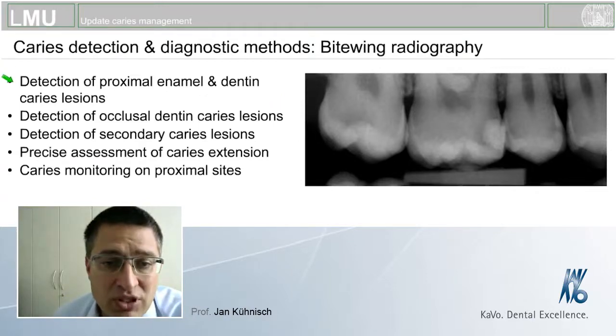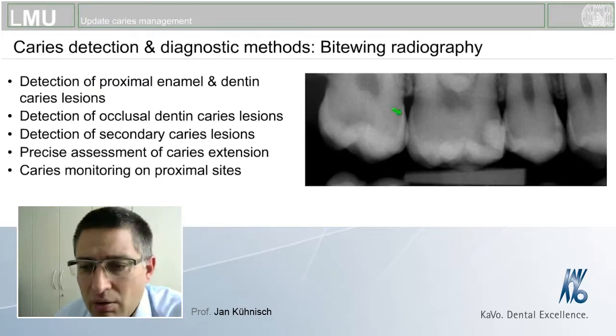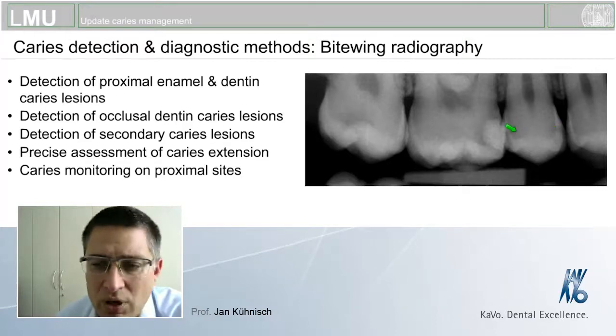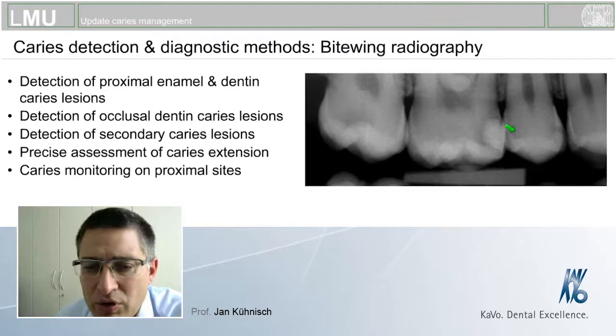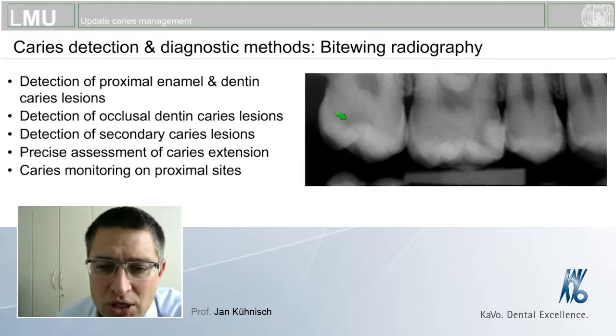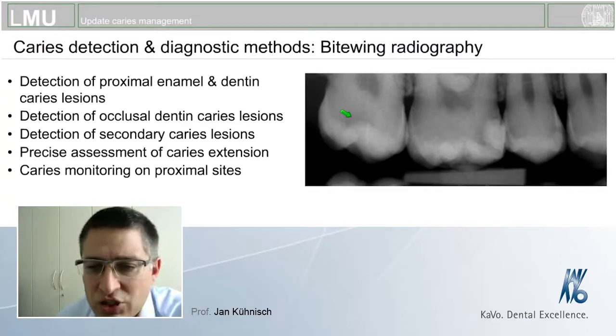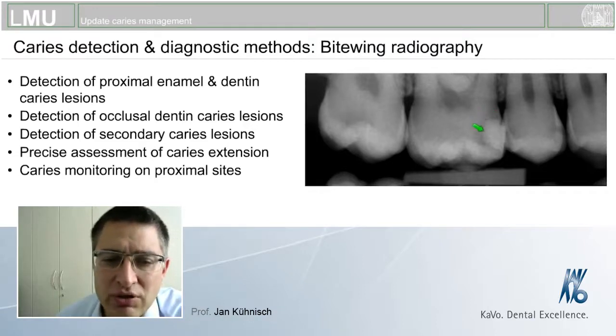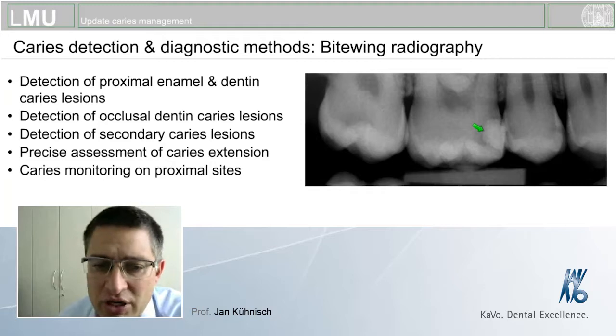We see proximal enamel and dentine caries lesions. That's the domain, the major part of bite-wing radiographs. Look here on this bite-wing radiograph as well. This is the situation why the bite-wing radiograph is prescribed day by day. Furthermore, we can see occlusal dentine caries lesions. It is also possible to see secondary caries or residual caries. And the major advantage of bite-wing radiographs is that we can perform a precise assessment of the caries extension.